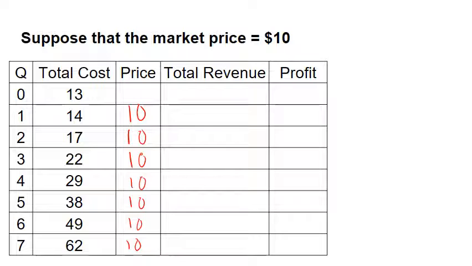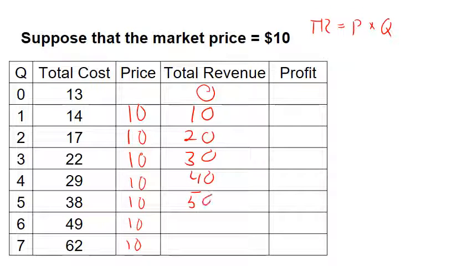Total revenue, I'll use TR for that, is simply the price times quantity. So if I sell nothing, I get no revenue. If I sell 1 unit, 1 times 10 is $10. If I sell 2 units, I'm going to get $10 twice, and my total revenue goes to 20, and it goes to 30, to 40, to 50, 60, and 70.